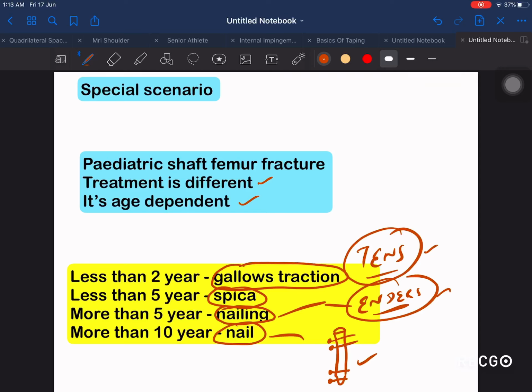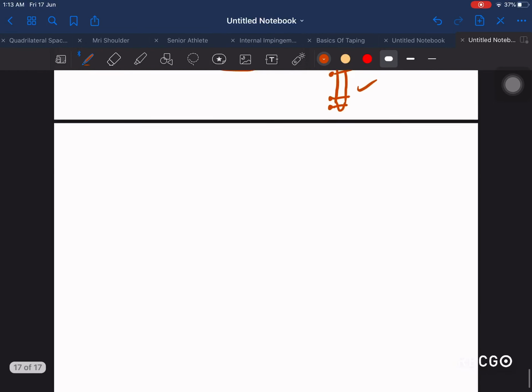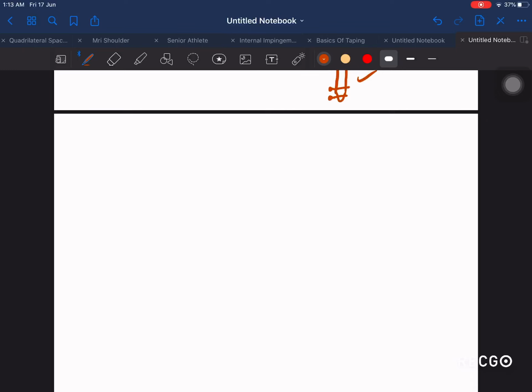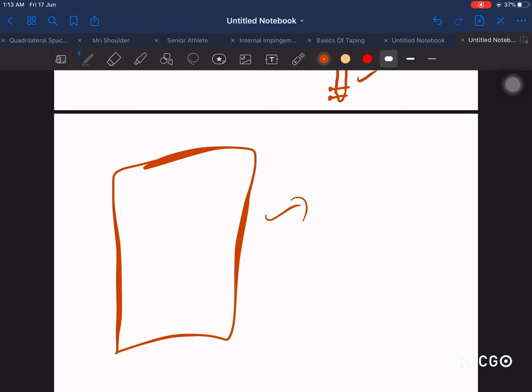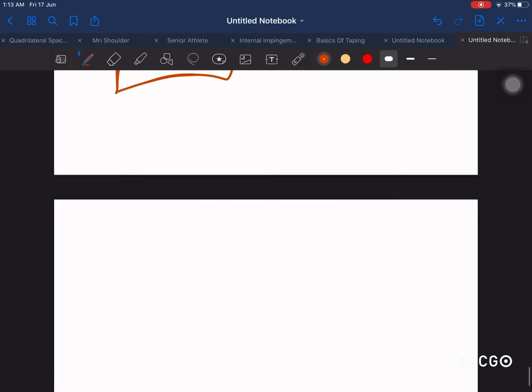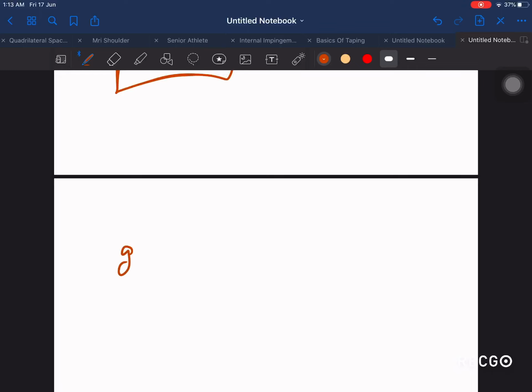But if the fracture fragment in this pediatric patient is unstable, or it is more proximal or more distal, then we go for open reduction and internal fixation in terms of plating. Now, one more special scenario. They will give you a picture of a Thomas splint and ask you to identify it. And another thing is they can give you a picture of gallows traction, and you have to identify it just like this.